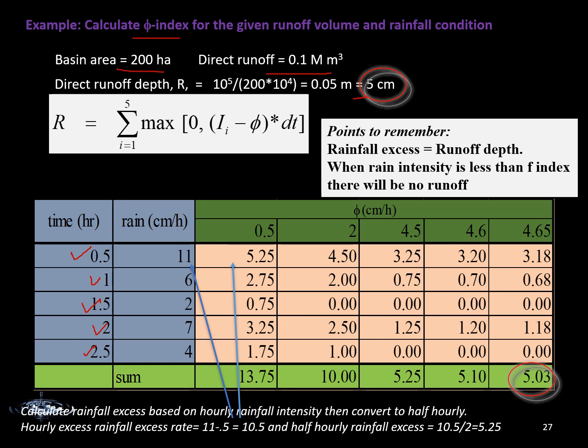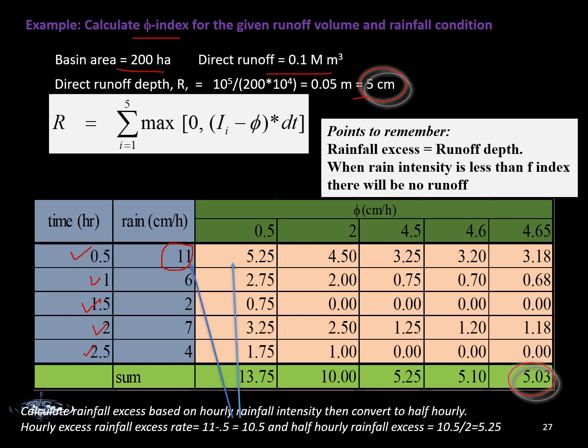We can do in the same way. You can make a table and then also you can calculate. Okay, so it's the same method. The previous one is in equation form and this is in the tabular form. Now rainfall is given in terms of centimeter per hour, okay, 11, 6, 2, 7, 4 centimeter per hour.